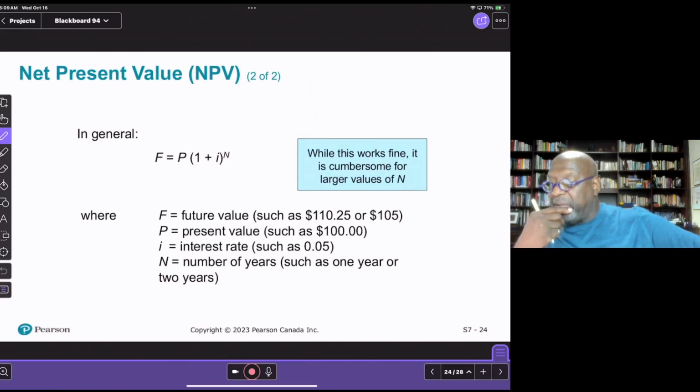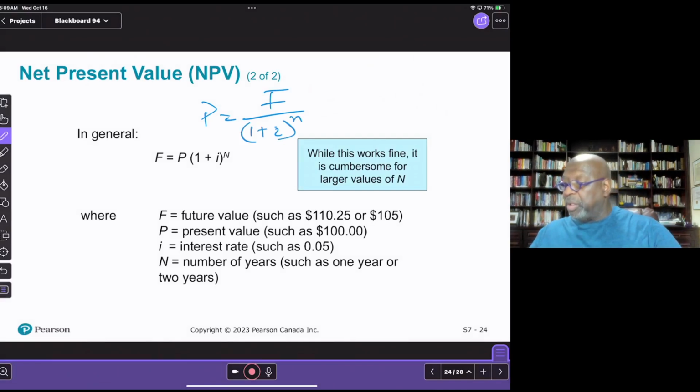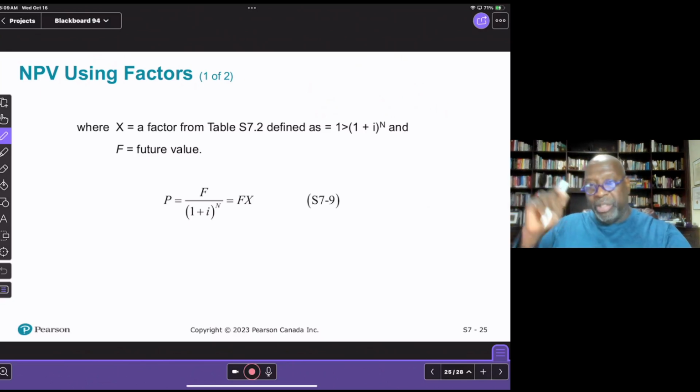If we want the present value, then we could simply rearrange that formula where we say the present value is equal to the future value divided by 1 plus I, the interest rate, to the power of N. And so we could actually compute that. Sometimes, if we don't have a calculator to do the exponent, we could use the factors in a table based on the interest rates and the number of years, and then get a factor that we could use in our function.